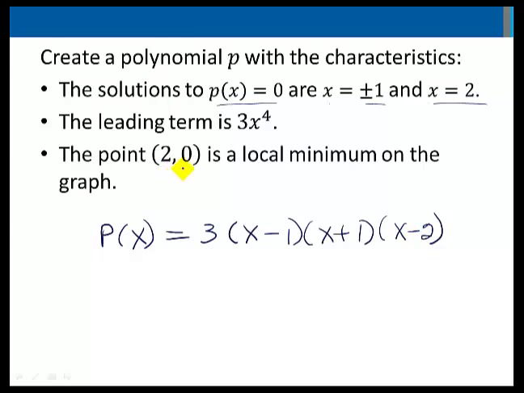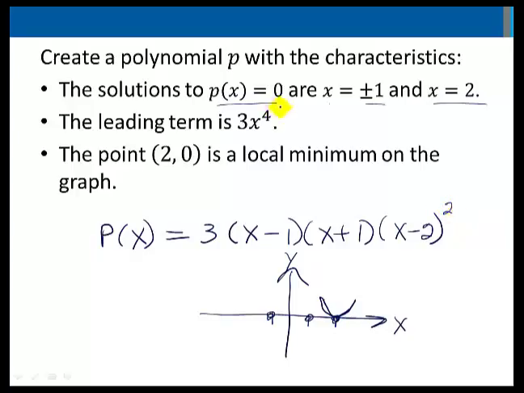The point 2, 0 is a local minimum on the graph. Well, let's sketch a graph here, just a brief graph. And let's put my zeros on here. I have a zero of negative 1, a zero of 1, and a zero of 2. Okay, and if the point 2, 0 is a local minimum, that means my curve will touch the graph at that point but not cross through. Okay, so that means that x minus 2 should have a multiplicity of 2. Let's double check to make sure that works.